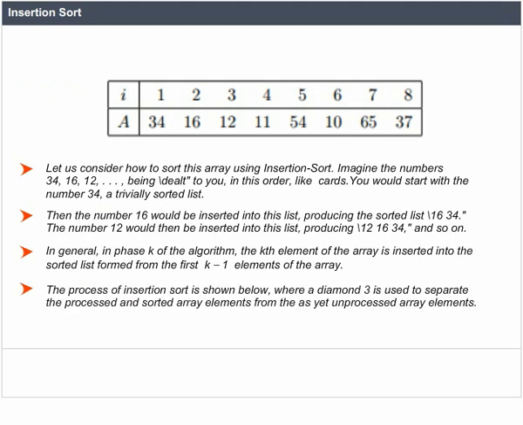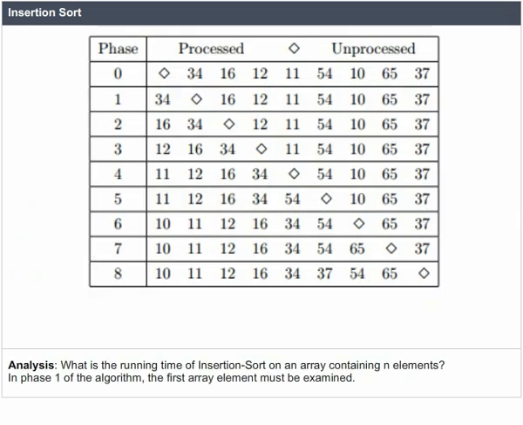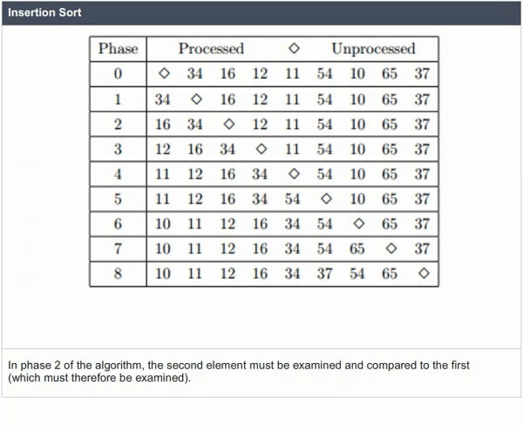The process of insertion sort is shown below, where a diamond marker is used to separate the processed and sorted array elements from the as yet unprocessed array elements. Analysis. What is the running time of insertion sort on an array containing n elements? In phase 1 of the algorithm, the first array element must be examined. In phase 2, the second element must be examined and compared to the first, which must therefore be examined.